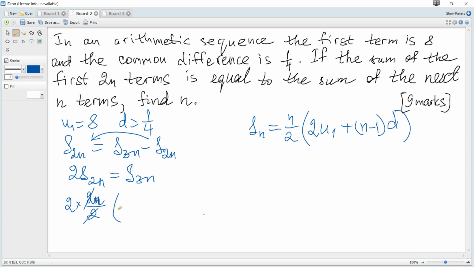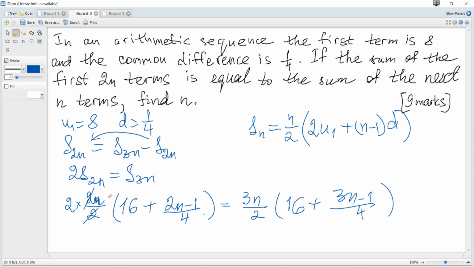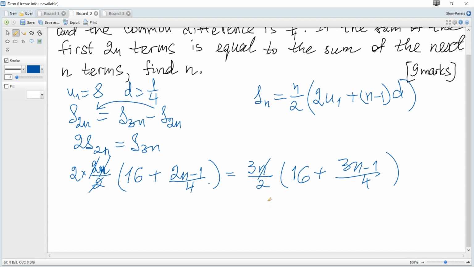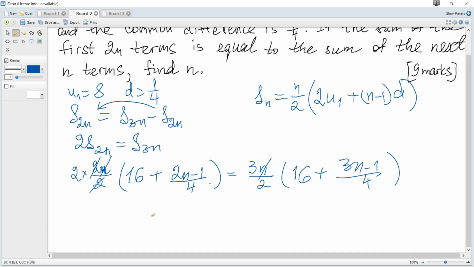And 2 times u1 is 16, plus n minus 1 becomes 2n minus 1, and the common difference is 1 over 4, so it's over 4, and it should be equal to the sum of the first 3n terms, so substitute 3n for n and get 3n over 2 times 16 plus 3n minus 1 over 4, and we can also cancel n. Finally we get a linear equation with respect to n, which can be easily solved, and the final answer is 63. And that's all for this question.